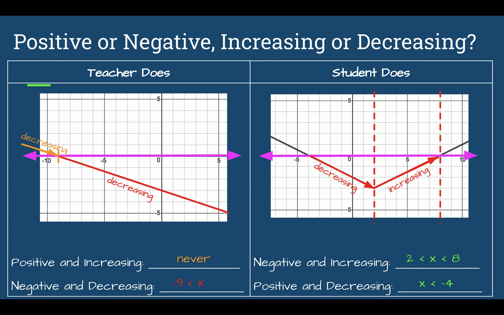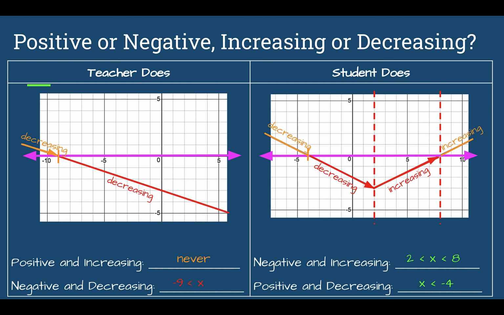For positive and decreasing, positive meaning we want it above the x-axis, decreasing is going down. So on the left side there, we have it decreasing and positive. That stops at -4. So while it's still decreasing, it stops being positive at -4. So our positive and decreasing is when x is less than -4. Once it gets past -4, it's still decreasing, but now it's negative, so not what we want.